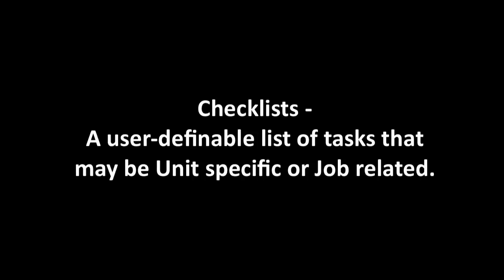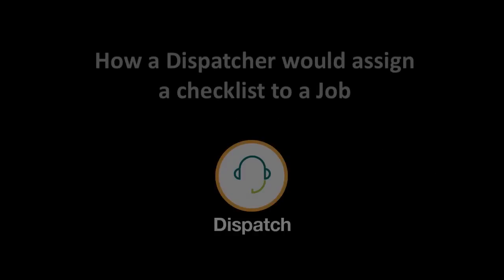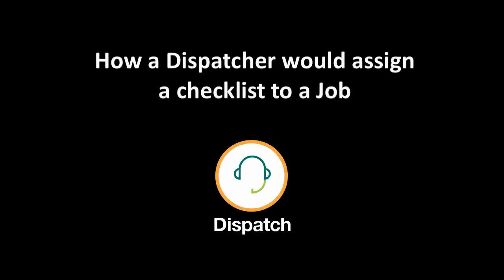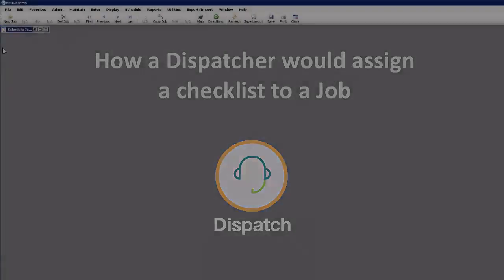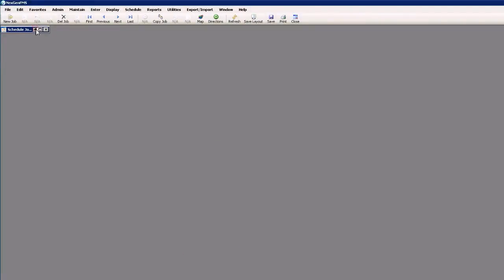A checklist is a user-definable list of tasks that may be unit-specific or job-related. To showcase this functionality, let's look at how a dispatcher would assign a job-related checklist to a job in NexGen.